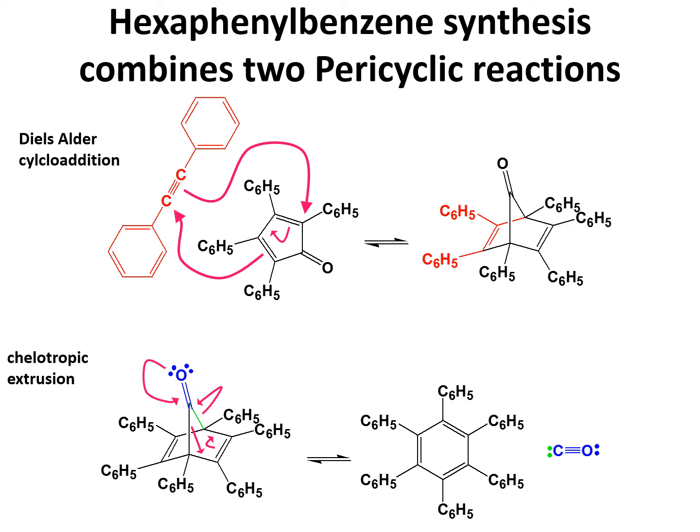The hexaphenylbenzene synthesis combines two pericyclic reactions. First, a Diels-Alder cycloaddition that comes from the diphenylacetylene triple bond and our previously synthesized compound, the cyclopentadienone. This will form the corresponding six-member ring with a carbonyl group sticking out into the 3D dimension. After that, the chelotropic extrusion is going to eject the CO out of the molecule, making the hexaphenylbenzene.